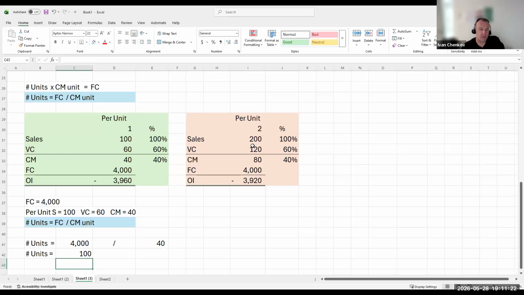Now let's see if that's going to check. If I'm selling 100 units here, what's going to happen? My sales are going to be $10,000. My variable cost will be $6,000. My contribution margin is $4,000, which is enough to cover my fixed costs. My operating income is going to be zero. Okay, great. That means this formula actually works.